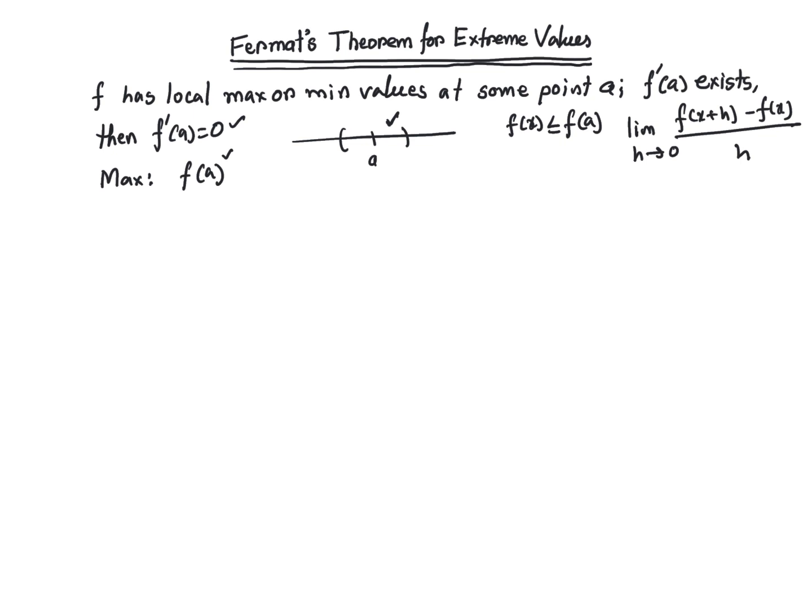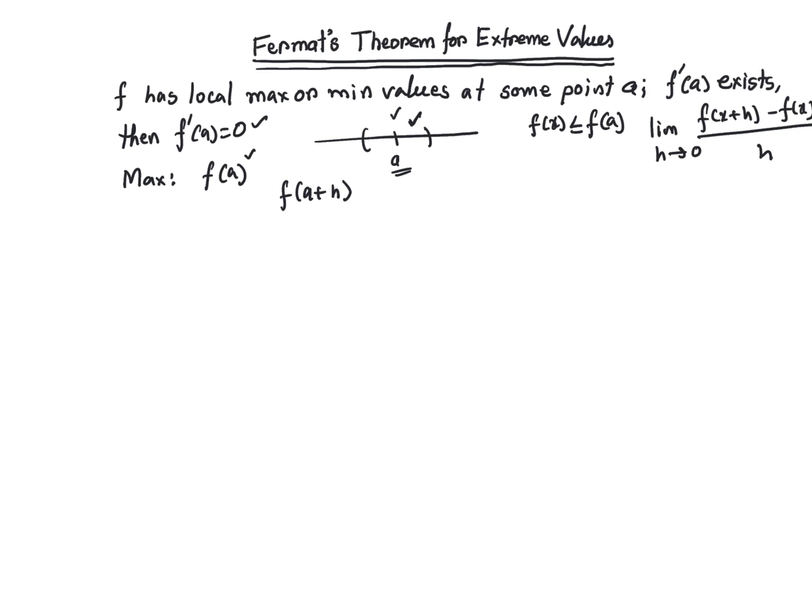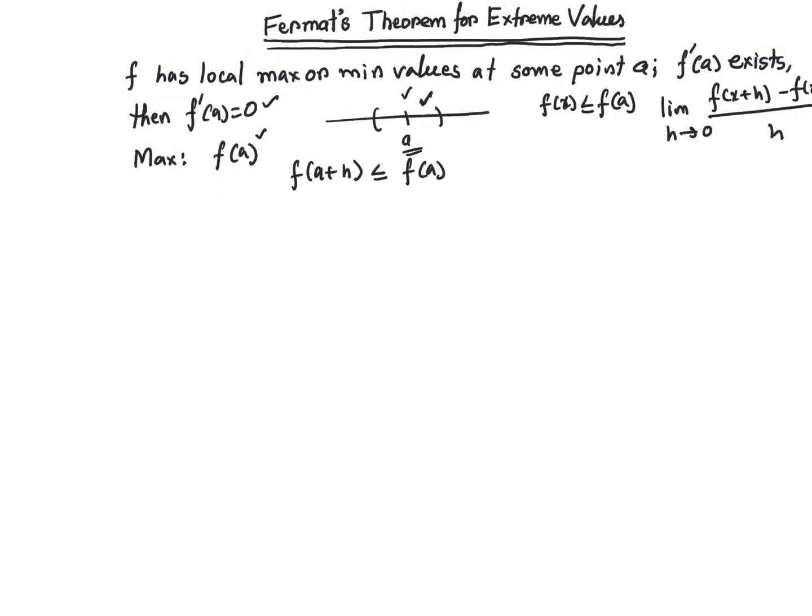So around this point A, I could find some value h, such that f of A plus h, now remember, it's a local maximum at A, so this must be less than or equal to f of A. Or equivalently, I could subtract, and say f of A plus h minus f of A is less than or equal to 0.